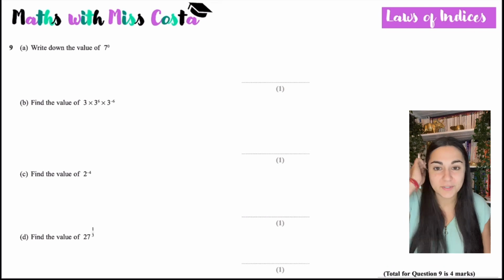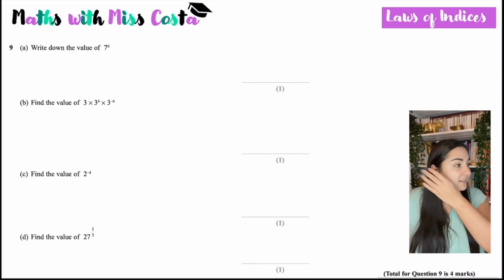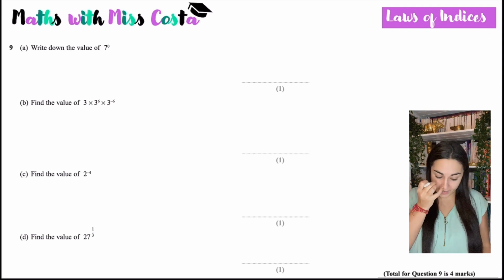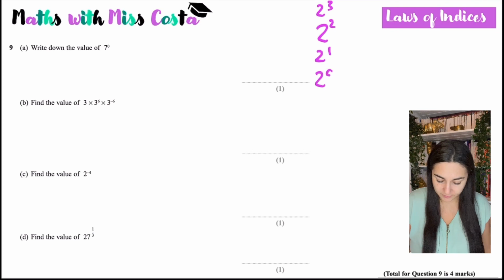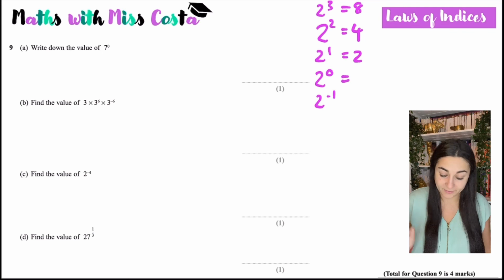And next we've got the laws of indices. So hopefully you know that anything to the power of 0 is always going to be 1. I'll just quickly demonstrate why. So let's say you had 2. So we've got 2 squared, 2 cubed, 2 to the power of 1, 2 to the power of 0, 2 to the power minus 1. What happens each time? 2 cubed is 8, 2 squared is 4, 2 to the power of 1 is 2, 2 to the power of 0, I don't know yet.